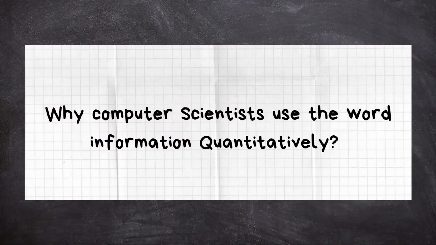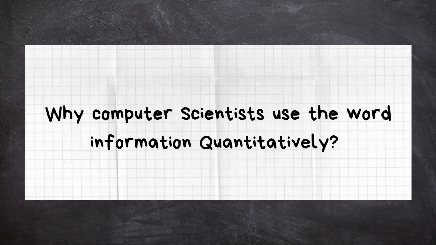In the last part, we stopped at this point when we said that anything that has two states represents the least amount of information. And then we said that when we're saying amount of information, we mean that we're using the word information quantitatively. So now let's try to understand why computer scientists want to use the word information quantitatively.